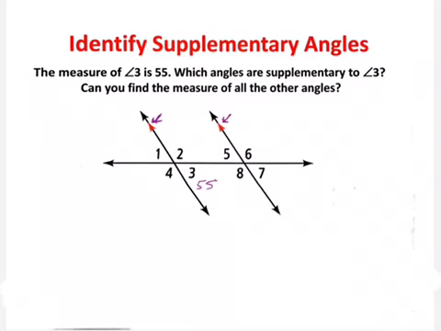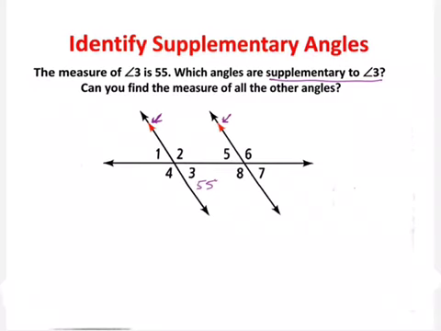I also know that angle 4 should be supplementary to angle 3 because it's a linear pair. And if angle 8 is supplementary to angle 3, so I've got 4 and 8. And I also got angle 2, because angle 2 is also a linear pair with angle 3. So 2, 4, and 8 are supplementary to angle 3. Now let's see if we can find the measure of the rest of the angles.